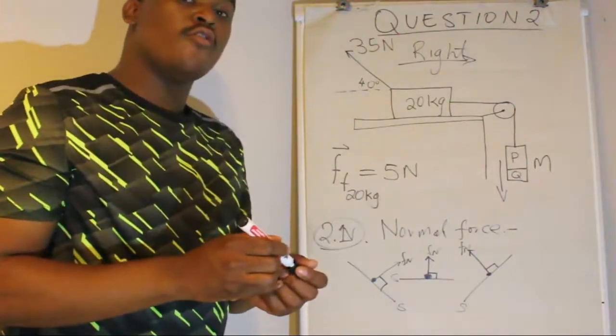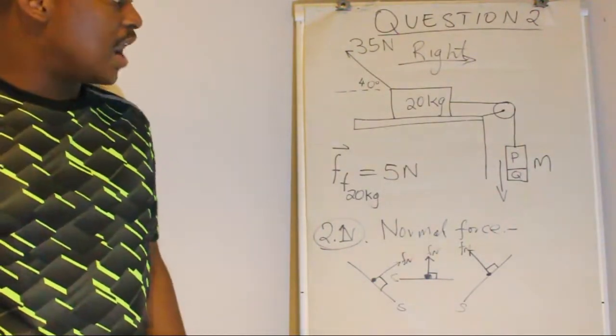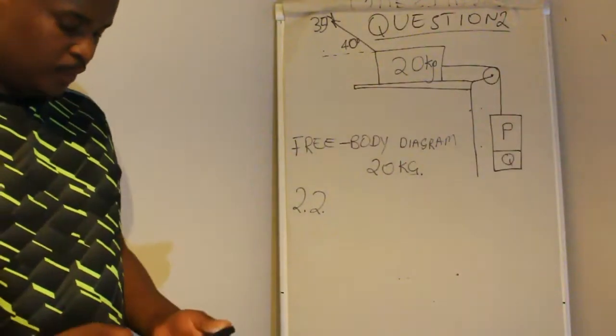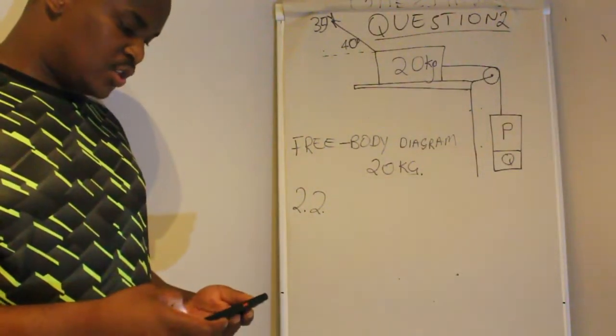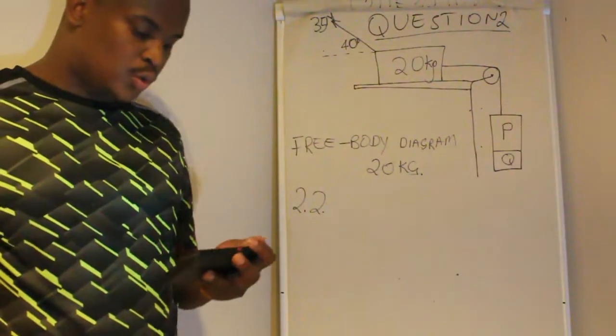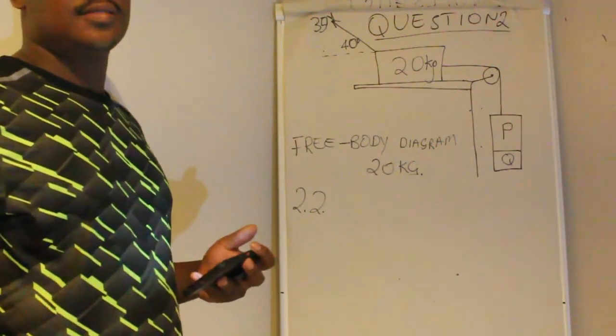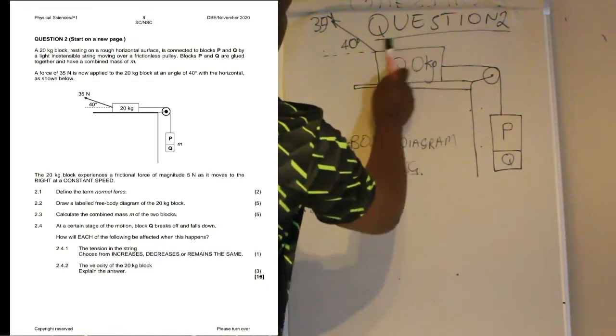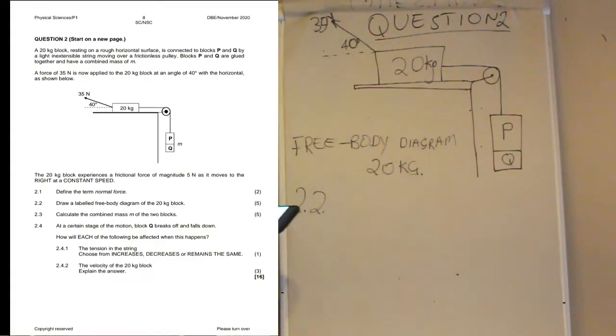So this is it for question 2.1. Now we proceed to question 2.2. Question 2.2 reads as follows: draw a labeled free body diagram of the 20 kg block. So they want us to draw the free body diagram of the 20 kg block.